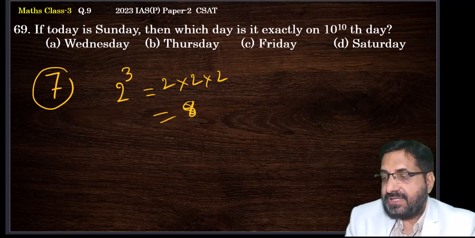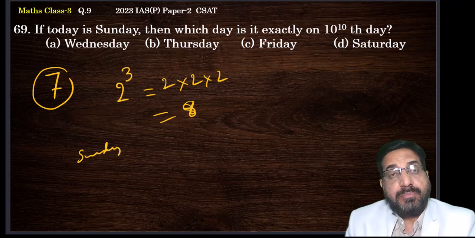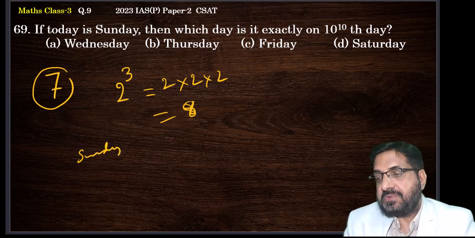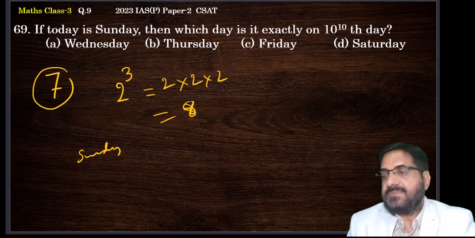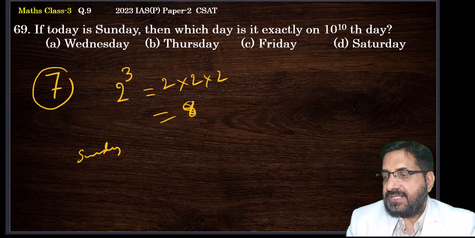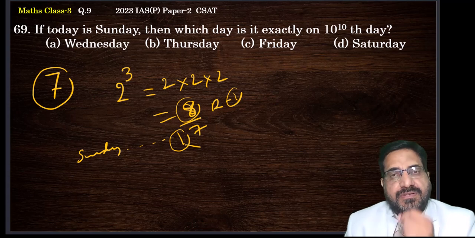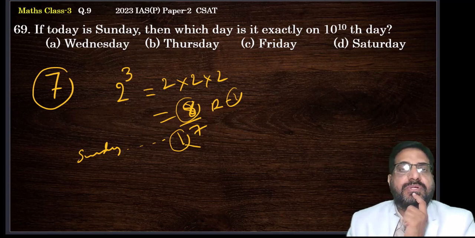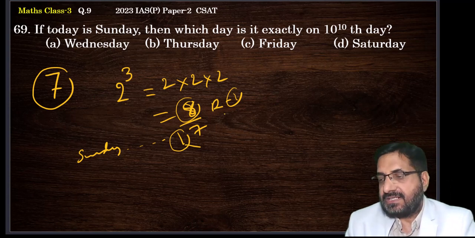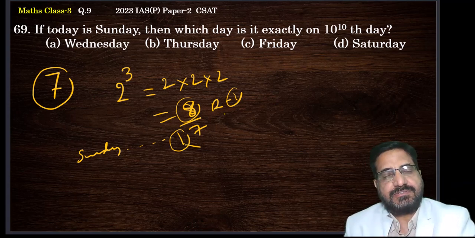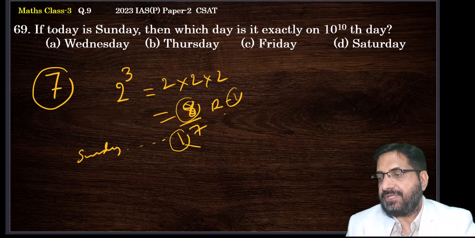If today is Sunday, what will be the day after 2 to the power of 3 days? So 2 to the power of 3 is what? 8. So after 8 days, what will it be? You divide this by 7, you get remainder 1. So Sunday counts 7 days and again you have this remainder 1. After 7 days, Sunday to Saturday, 7 days will be completed and again Sunday will be repeated.